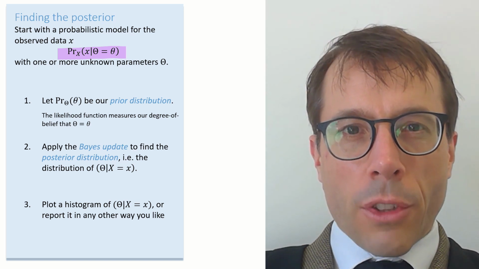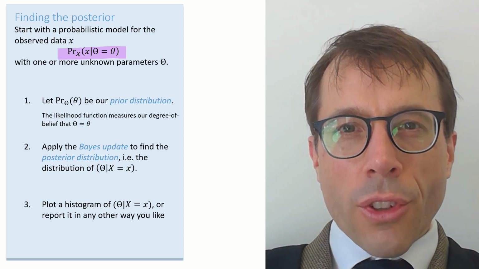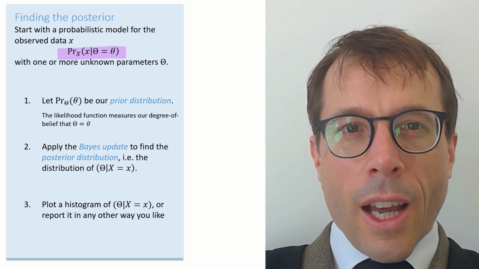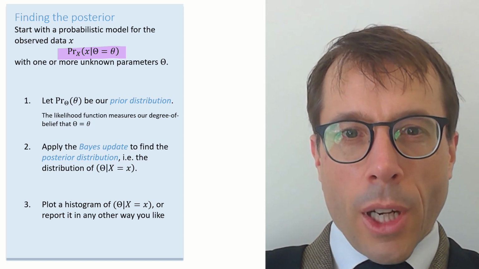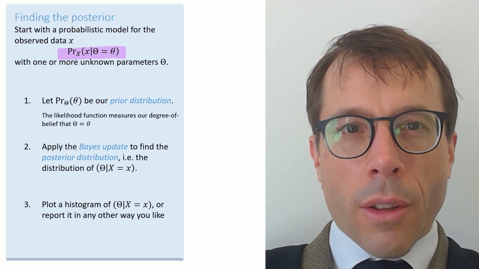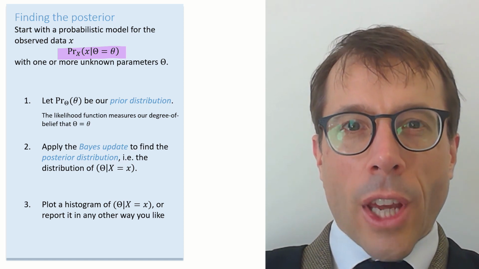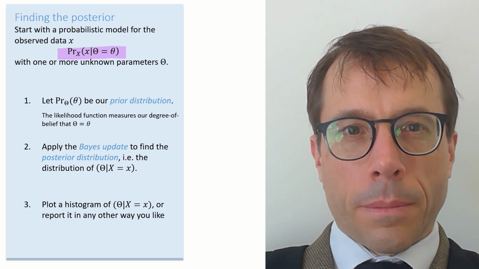And suppose our probability model has an unknown parameter, let's call it theta. The Bayesian philosophy is that any unknown should be represented by a random variable. So I'm writing our probability model as the likelihood of x conditional on the unknown parameter big theta taking value little theta.